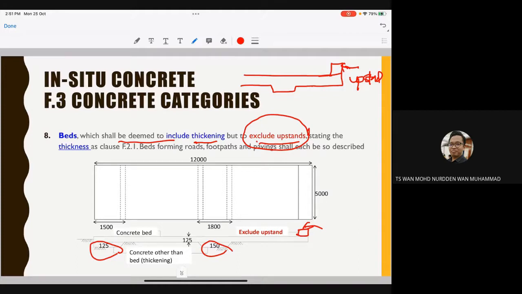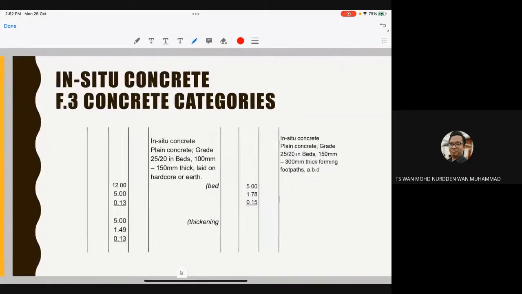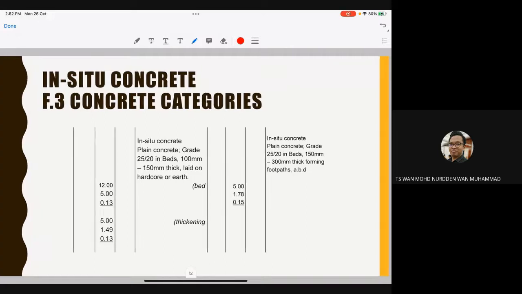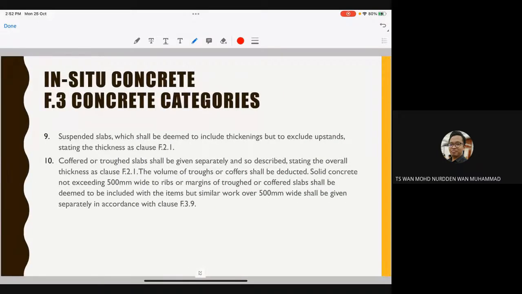Setting the thickness. Okay, perlu nyatakan thickness kita punya bed as clause F.2.1. Beds forming roads, footpath and paving shall each be so described. Katakanlah kita ada buat concrete bed, tapi untuk tujuan jalan, footpath ataupun paving, kita perlu menyatakan. Okay, contoh lah.